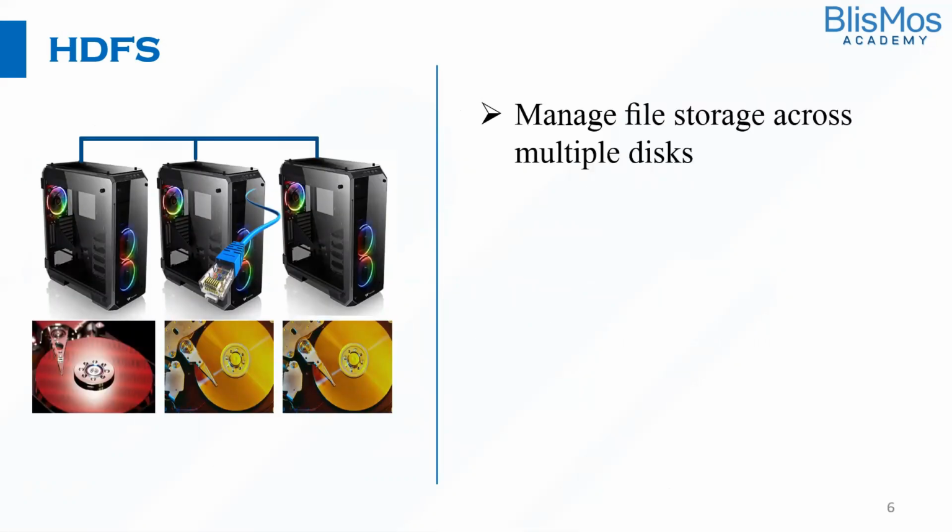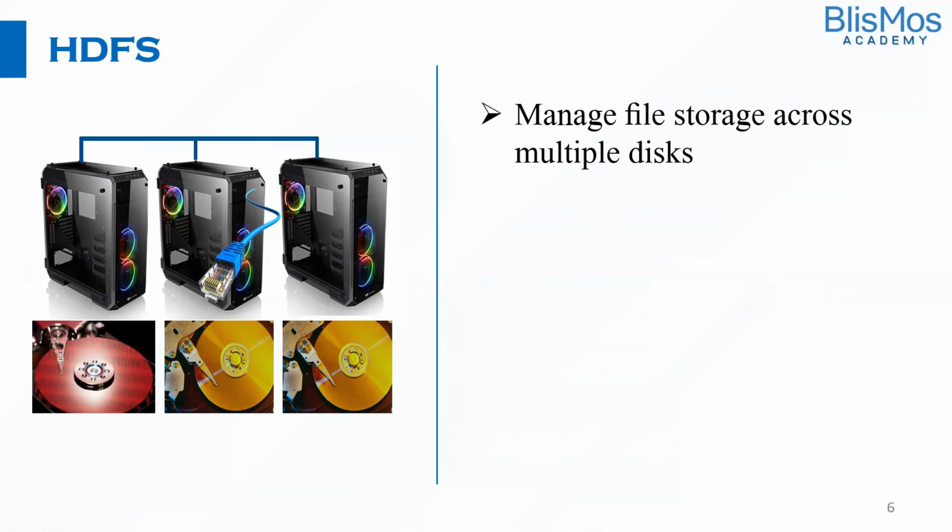One more important thing is that it manages the file storage across multiple disks. If you carefully observe this diagram here, we have a CPU. This CPU will have a hard disk like this. That is the reason we are representing both of them. In the future classes, we'll be representing only this to denote the hard disk. The hard disk is nothing but what is there in a CPU.